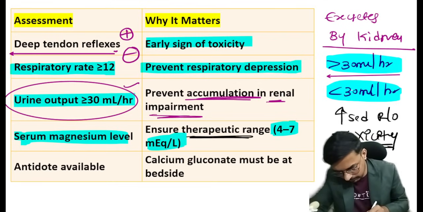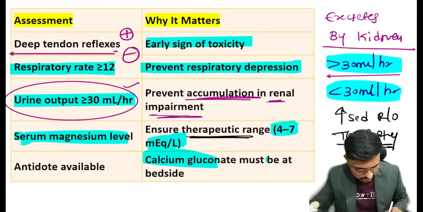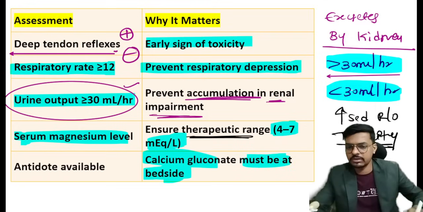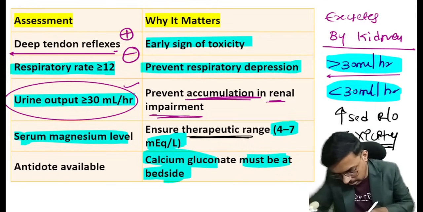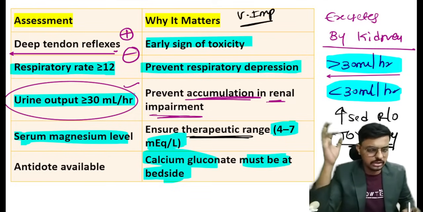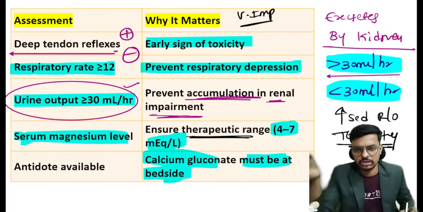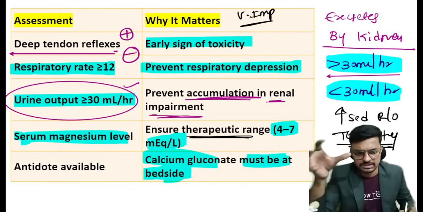And the antidote available for MgSO4 is calcium gluconate. We need to keep it ready at the bedside. Golden points on the MgSO4, definitely one question. Okay, fixed question for your exam, very important. What to monitor? Deep tendon reflex, respiratory rate, and urine output need to be monitored before administration of the injection magnesium sulfate. Hope it is clear to every one of you.